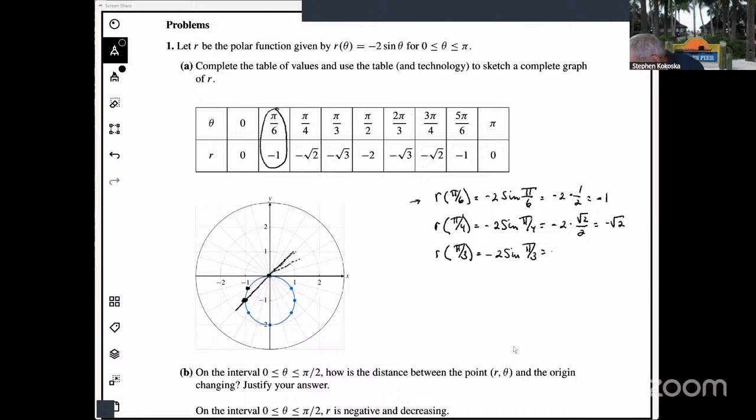Well, let's see. Now I've got a -2 times the sine of pi over 3. That's the square root of 3 over 2. A little bit of canceling. That's a minus square root of 3. That's a 3 right there.